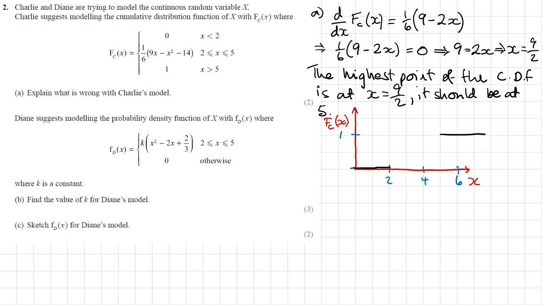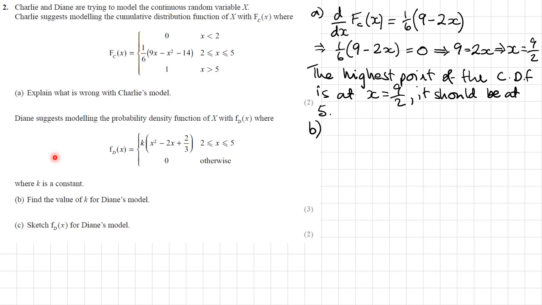So what's happening is this is increasing like this, but at this point here, which is 9 over 2, we've got this peak, we've got this bump, and that shouldn't happen. It should just increase to 1, but not increase and decrease. Remember, it's a cumulative probability. So hopefully we can visualize and see what's wrong with Charlie's model.